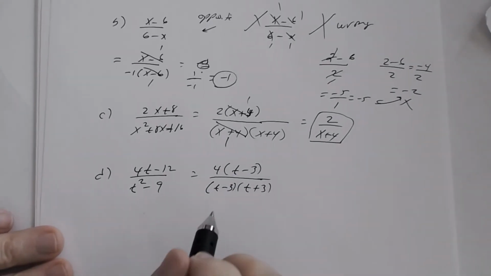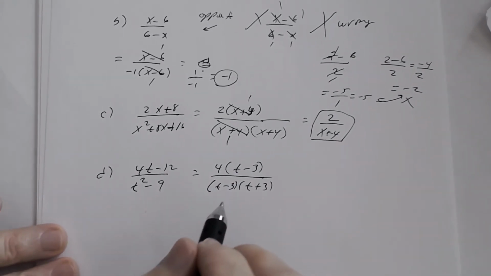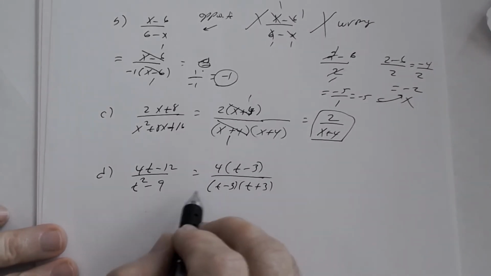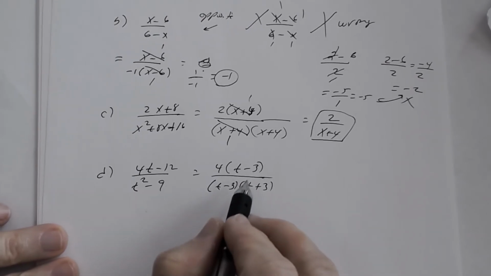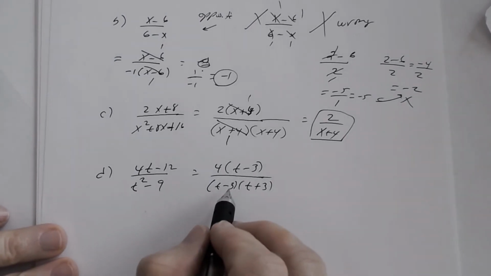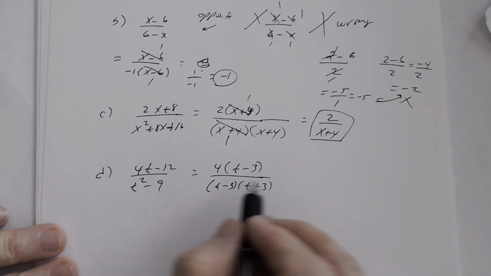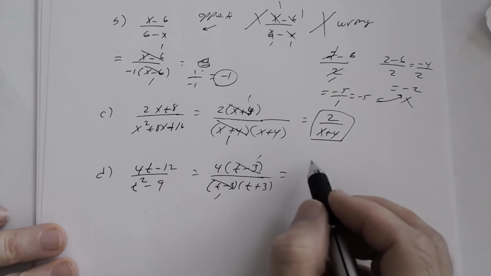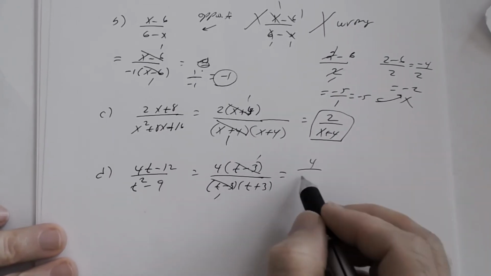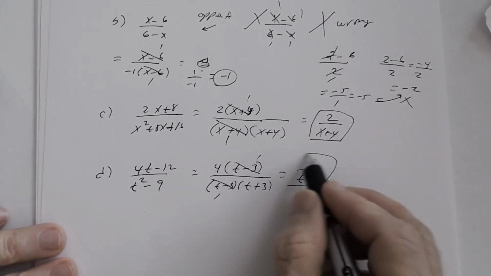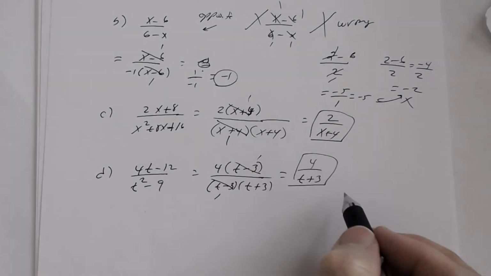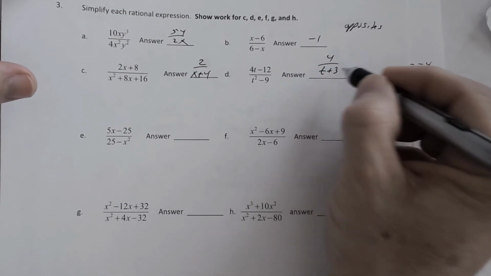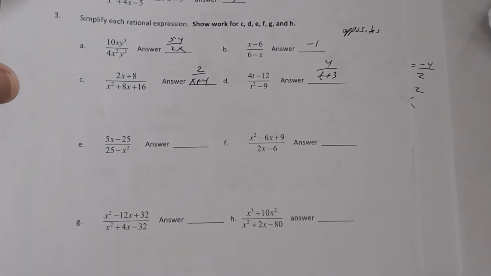And now you must show the factors that are being reduced. I have a 4 in the numerator. I do not have a 4 in the denominator occurring as a factor. I have a t minus 3 in the numerator. I can reduce that with one of the factors in the denominator. And so notice that's all I can reduce. And so I get 4 times 1 is 4, and then 1 times t plus 3 is t plus 3. So the answer is 4 divided by t plus 3. So that was letter D.